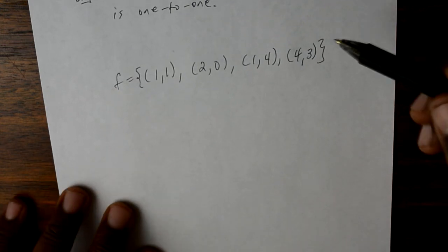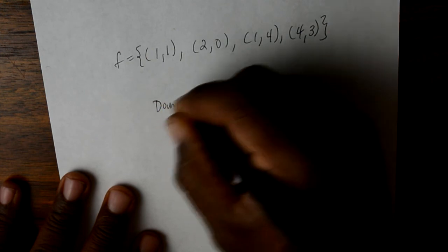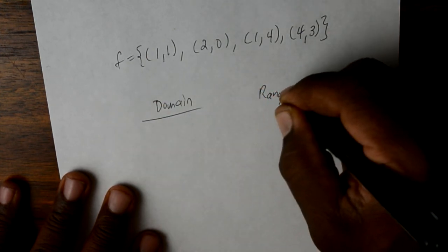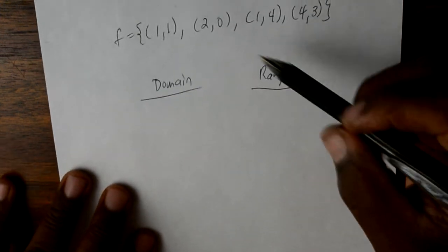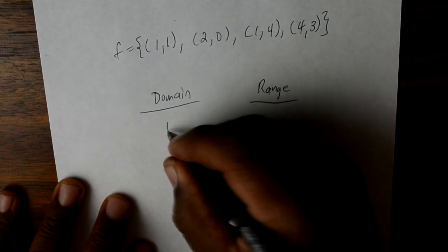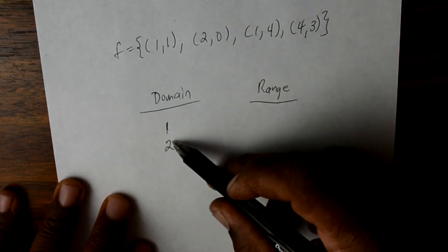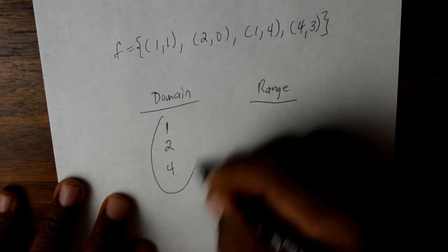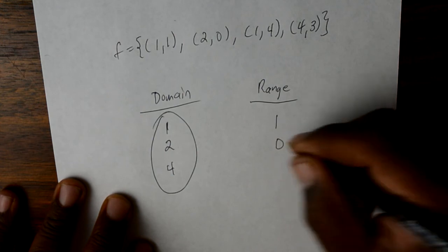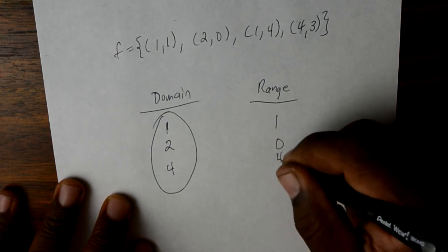And as in the last example, we will map out this relation. So we'll put our domain values in one column, our range values in another column. Recall that the domain values are all of the x coordinates. So our domain is 1, 2, there's another 1, no need to list it twice, and we have 4. Our range values are 1, 0, 4, and 3.